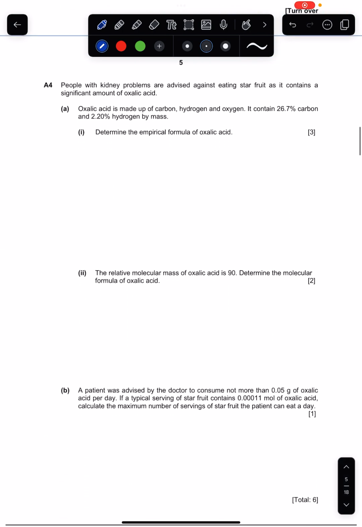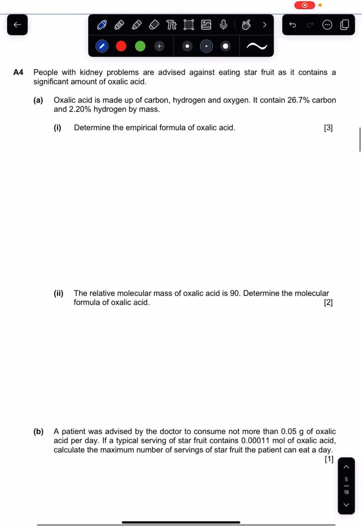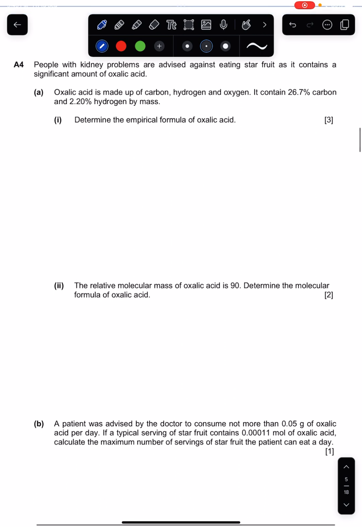Okay, next one, oxalic acid. Let's take a look. So this is an empirical formula, molecular formula question. I can tell you in O level, the empirical formula, molecular formula question is a given. They will test it for sure. Guaranteed. So you're looking at 4 to 5 marks. Guaranteed.